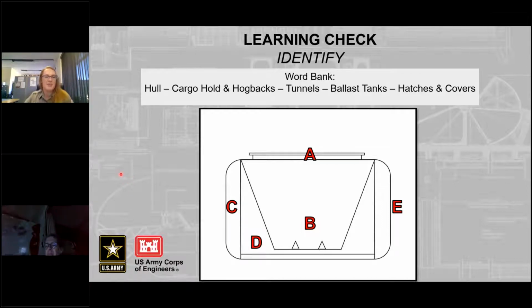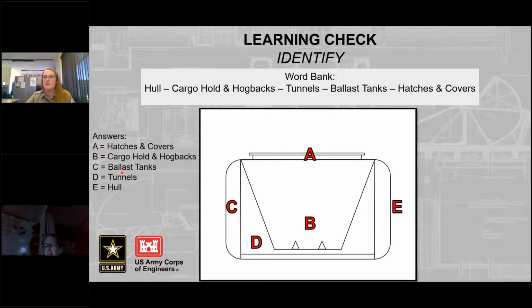So we've got A and B, hatch and hatch covers, cargo hold and hogbacks. So say C is ballast tanks, D is where we have the tunnels, and E is the outside hull of the vessel.